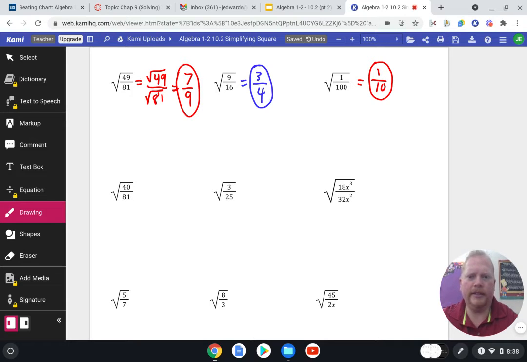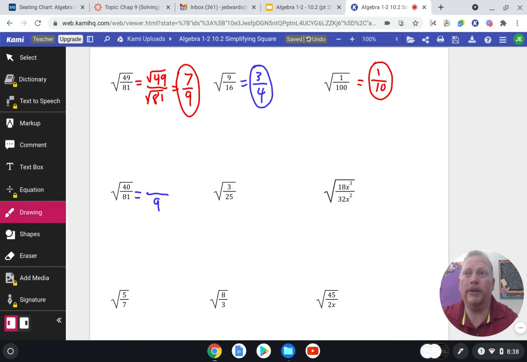Now take a look at this. The next problem, square root of 40 over 81. The numerator is not a perfect square, but the denominator is. And that's the main thing that we want when we work with fractions: we do not want a square root on the denominator. Okay, let's get that denominator to be a whole number at all costs. So if I see square root of 81 is 9, so that's good. I like that.